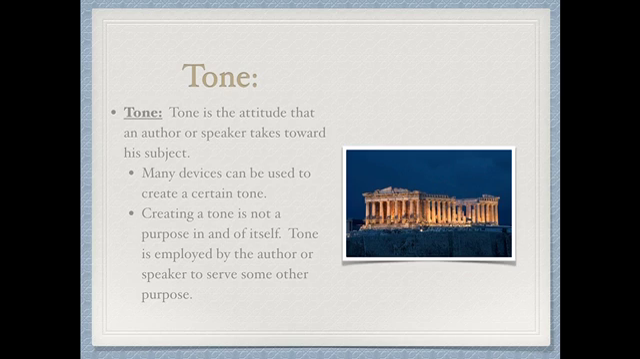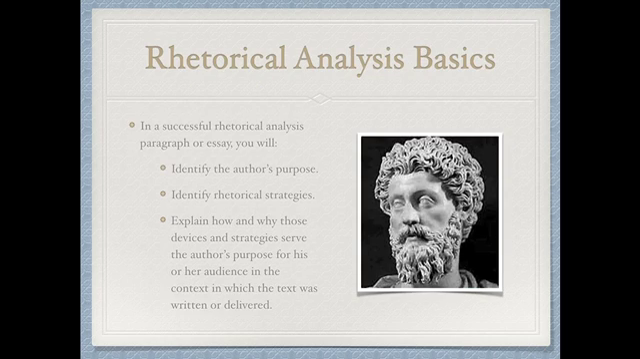But it's also important to note that creating a tone is not a purpose in and of itself. Tone is one of many things that an author can employ to serve some larger purpose. So, for instance, if the tone of a piece is sad or somber, maybe the author's purpose is to make his audience sad or reflective or something like that. But tone in and of itself is not a purpose. So those are two devices, rhetorical devices, that you can think about.